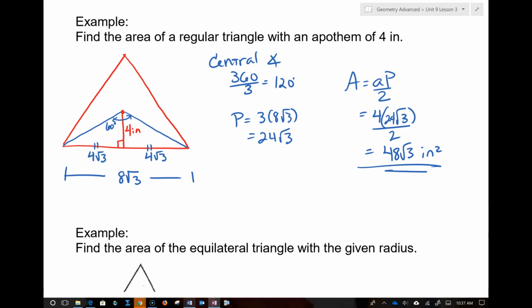All right. So working with this, my friends, not hard math. Someone said, could I use 1/2 base times height? Yes. The problem is you have to find the what?